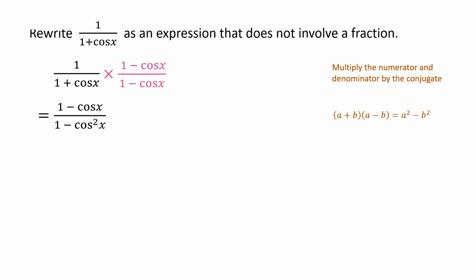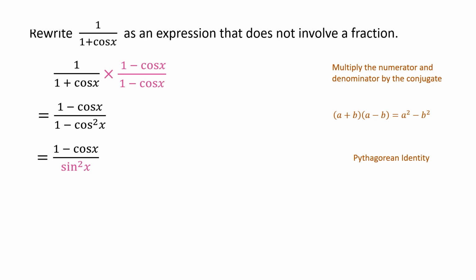If you're not able to recall this, then you may use the FOIL method to multiply these two binomials, or just use the distributive property to multiply these two terms. Any strategy that you feel more comfortable with. Now, 1 minus cos square x, this denominator here, can be replaced by sine square x using the Pythagorean identity.